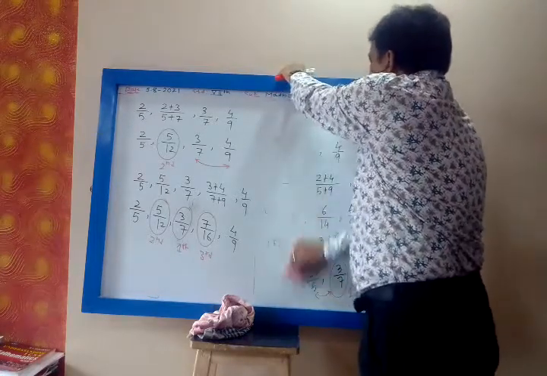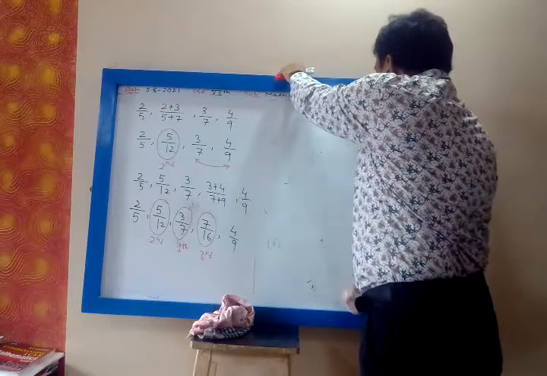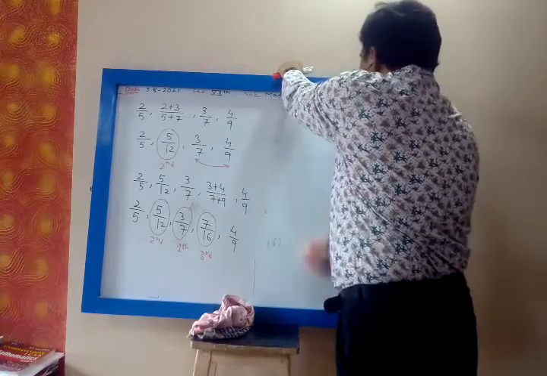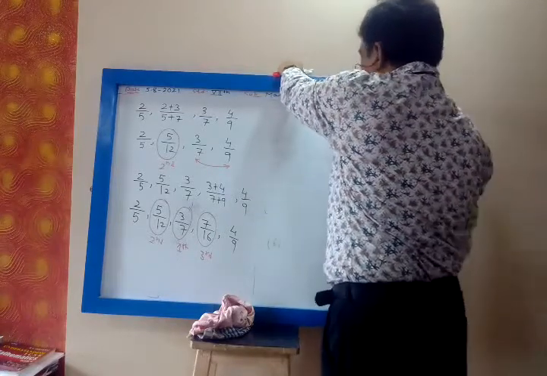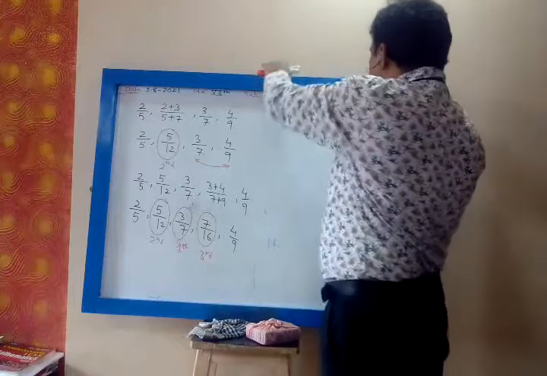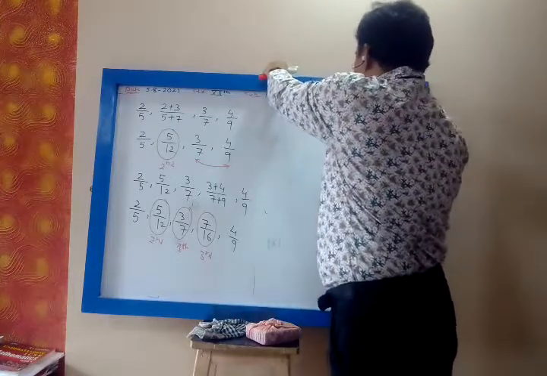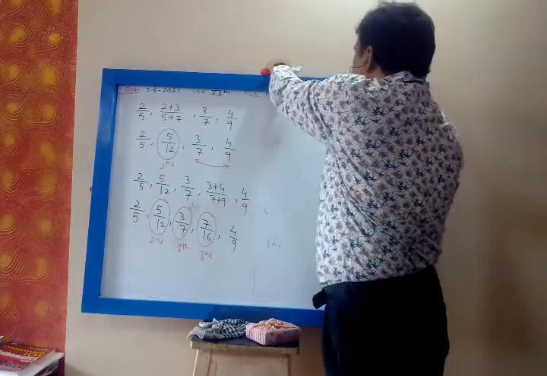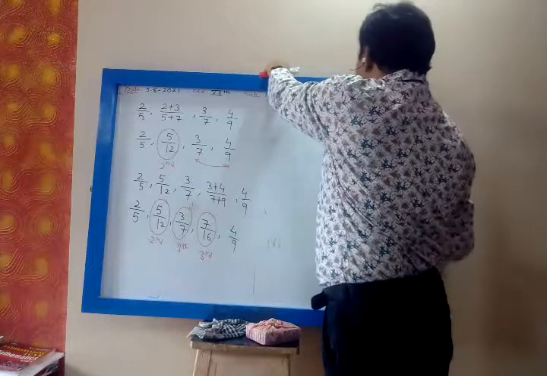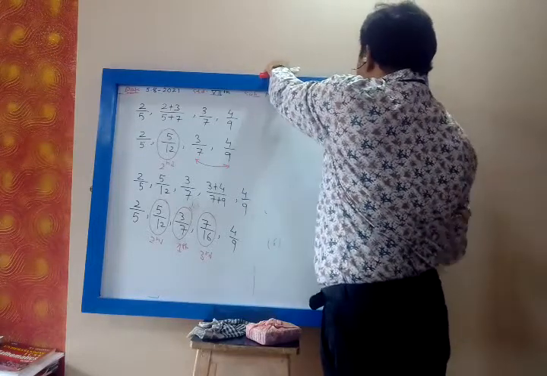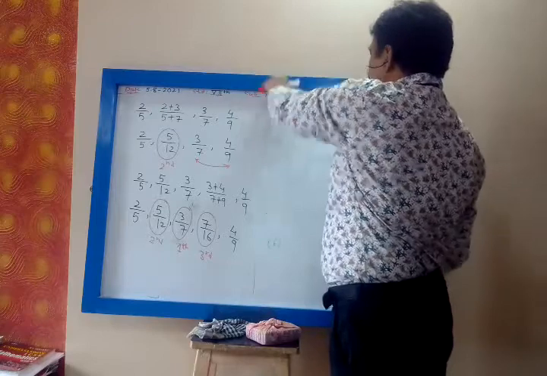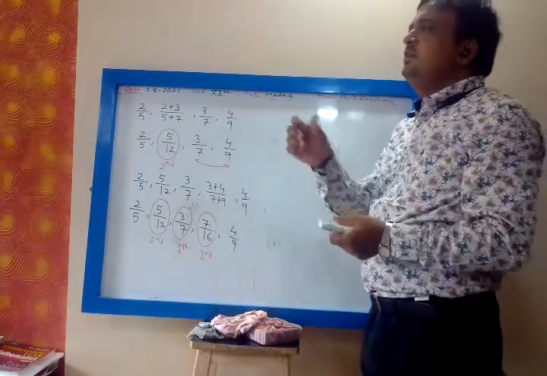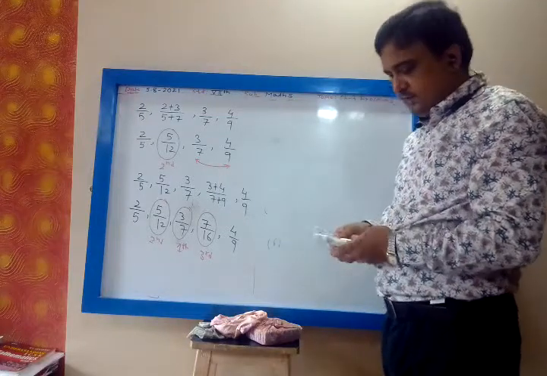One by two. Insert three fractions between 1 by 2 and 5 by 7. Yes? No, we do not do this by LCM, my dear. Whenever it comes to insert, we do not take LCM. LCM we take in case of addition or subtraction. But whenever it is insert, we add numerator, denominator, that's all.